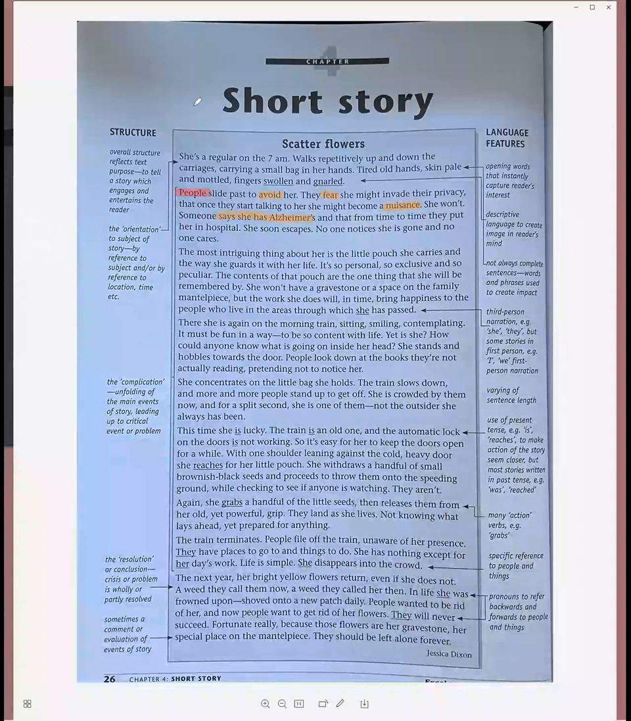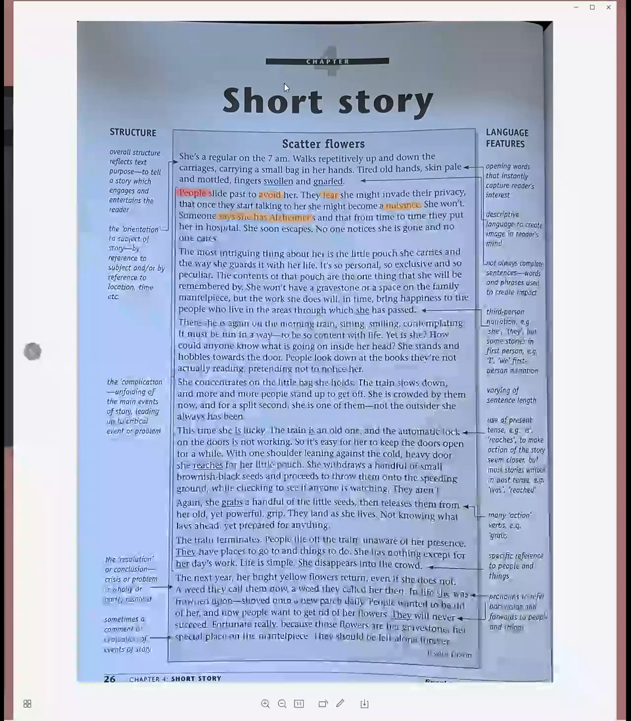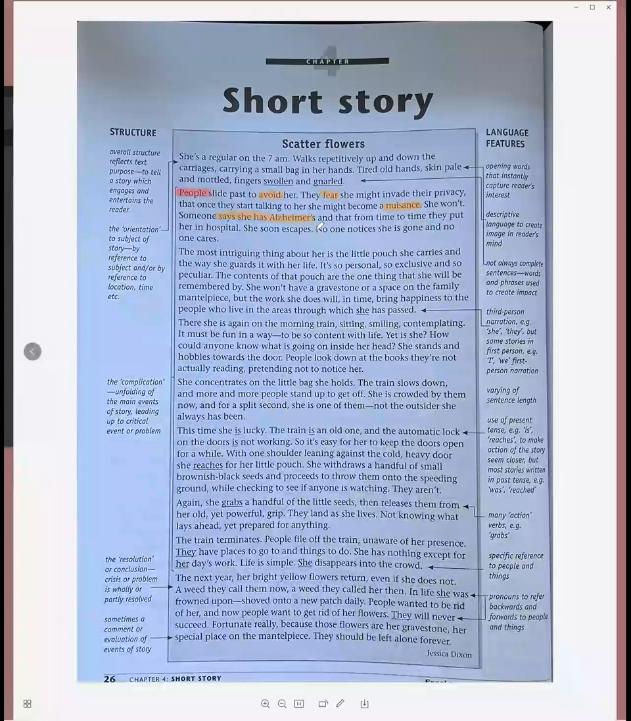So Alzheimer's is a disease which old people are more susceptible to have. Alzheimer's is where your memory is affected. In Chinese, what you call it is 老人痴呆症. And so people say that she gets put in the hospital and that she escapes from it. But whether or not that's true doesn't matter because nobody cares. No one notices she's gone and no one cares.